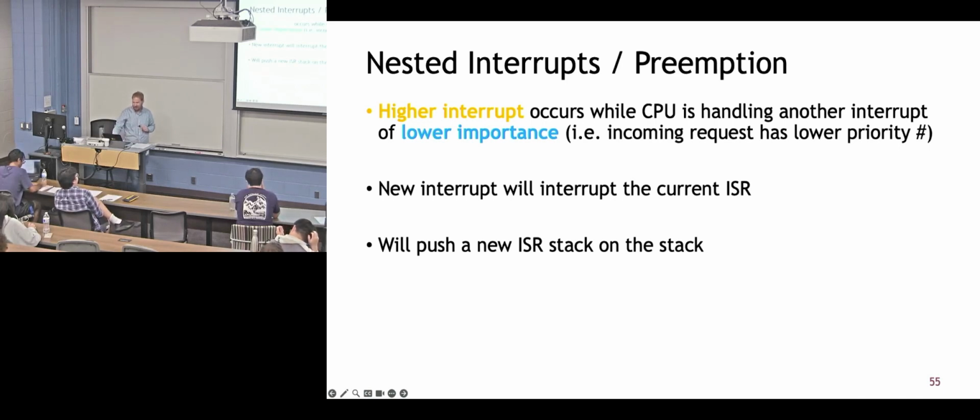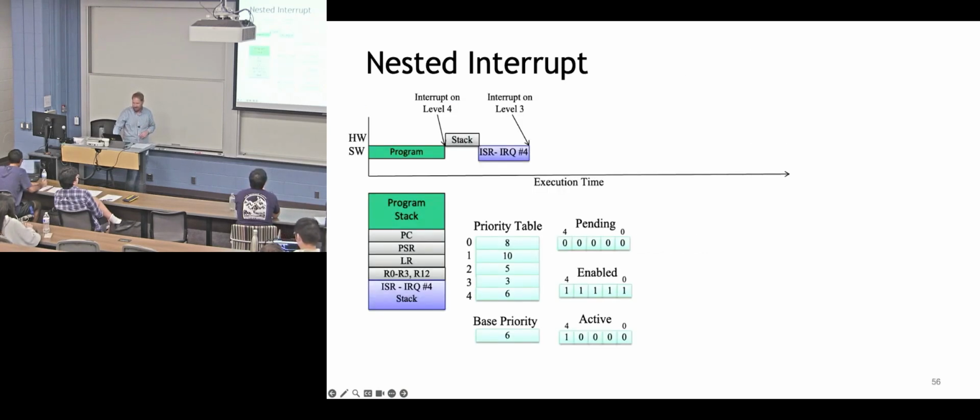So a new interrupt occurs while you're in the current ISR. What's going to happen? Here, interrupt 4 has happened. We've stacked. We're in the middle of running the service routine, but a more important interrupt is going to happen. So we have interrupt 3, which has a priority number of 3. That's lower than your base priority, so you should go and execute it, right? So what do you think is going to happen?